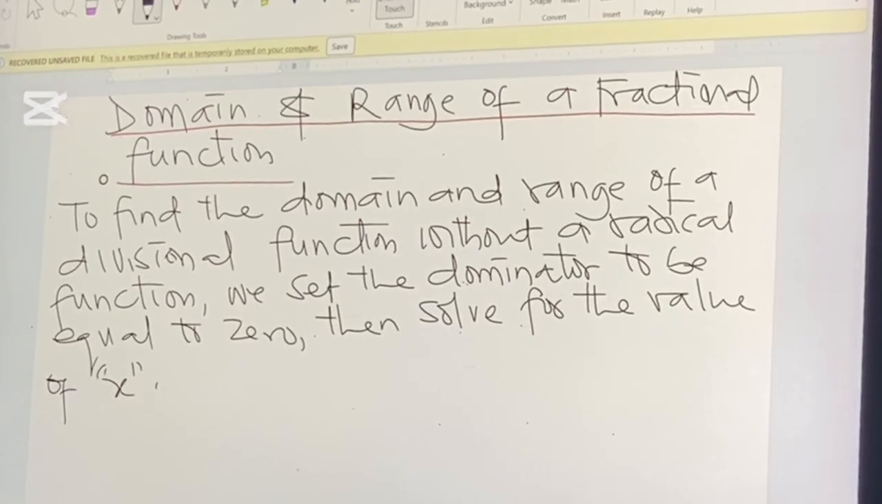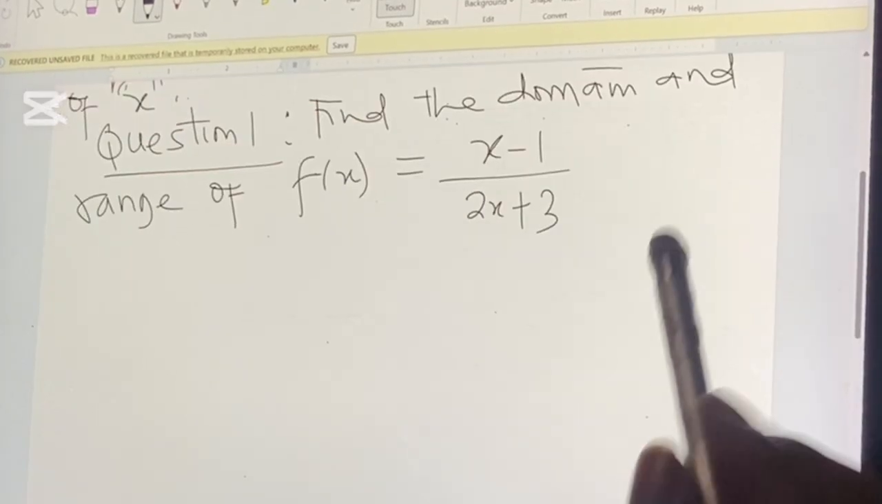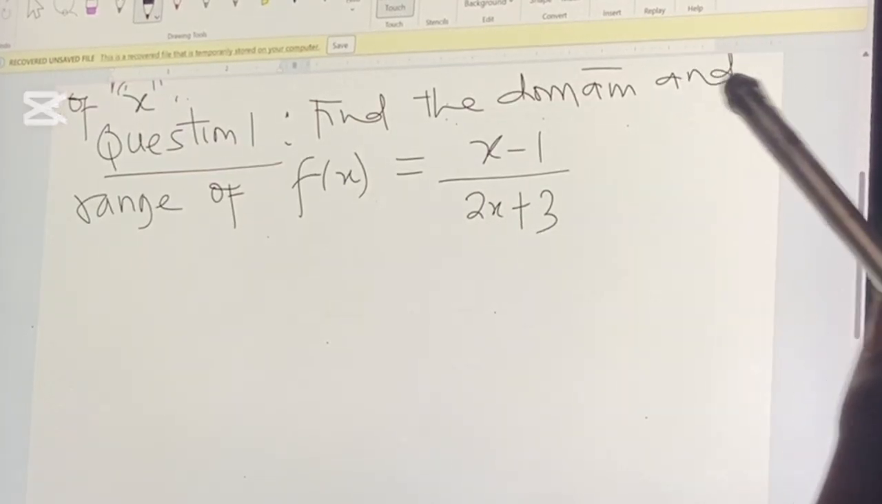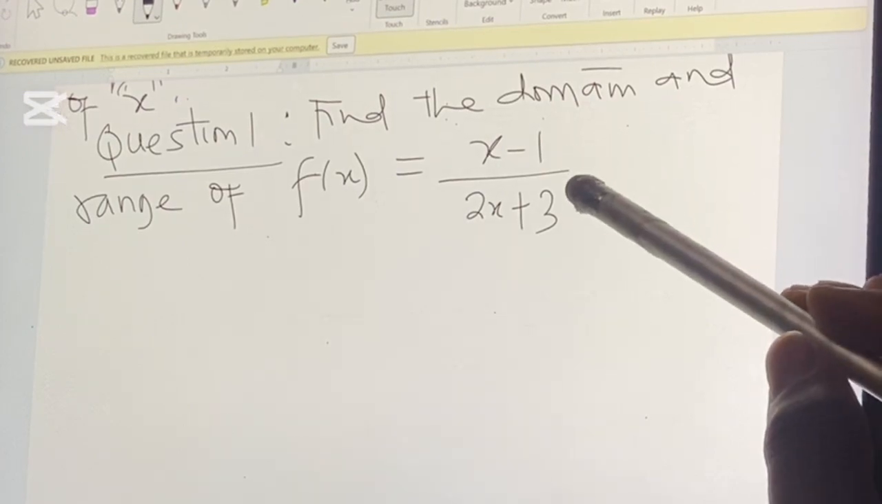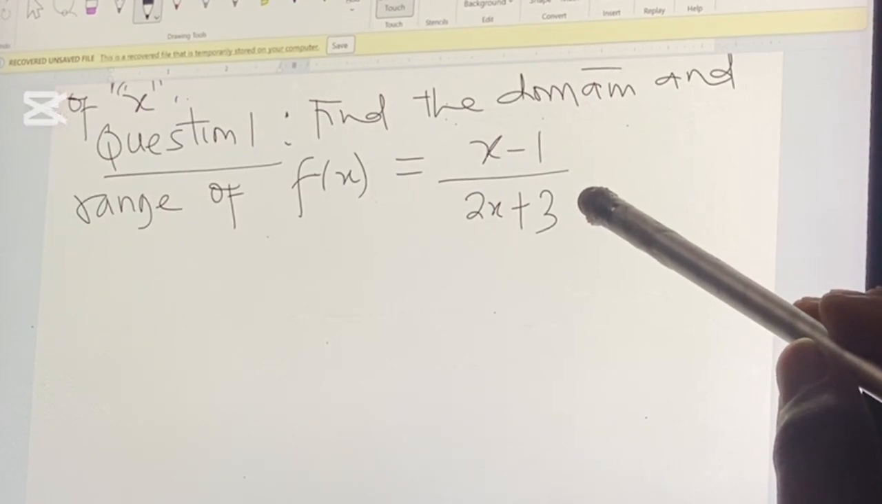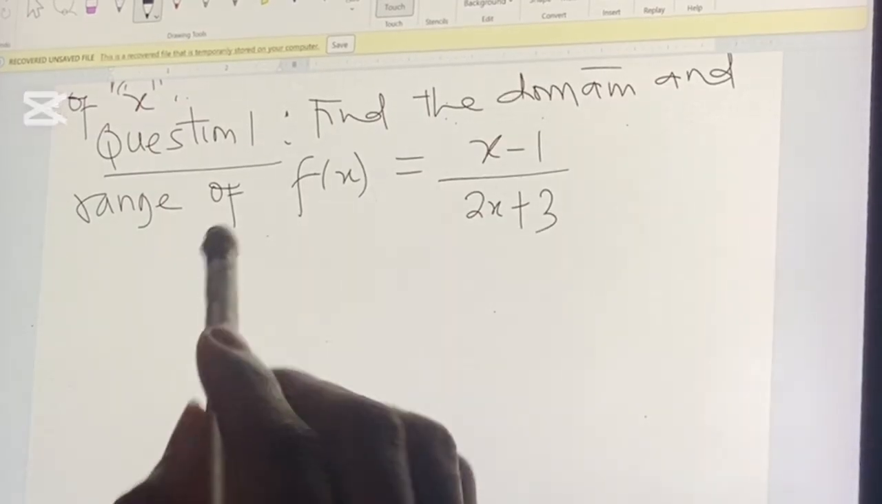Now let's solve a question here to understand this perfectly. Question 1, please. We are given question 1 here. They said, find the domain and range of f of s equal to s minus 1 over 2s plus 3. All right. Solution first.